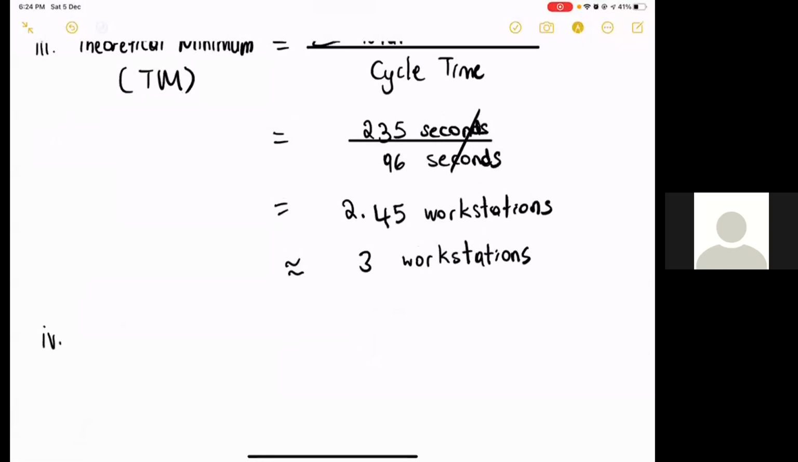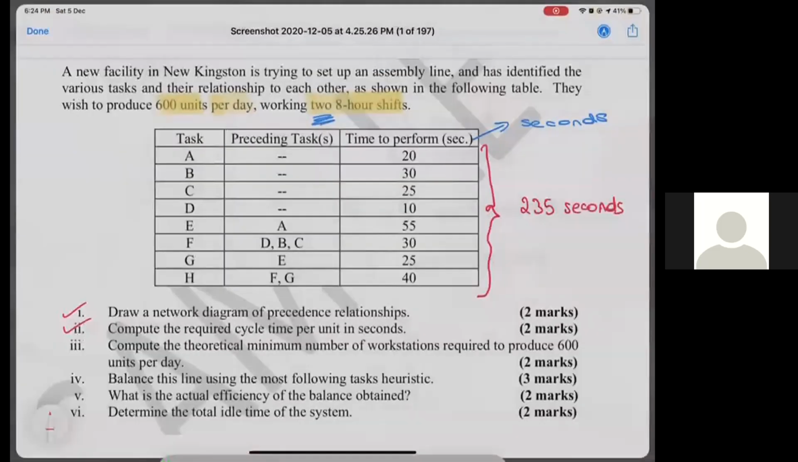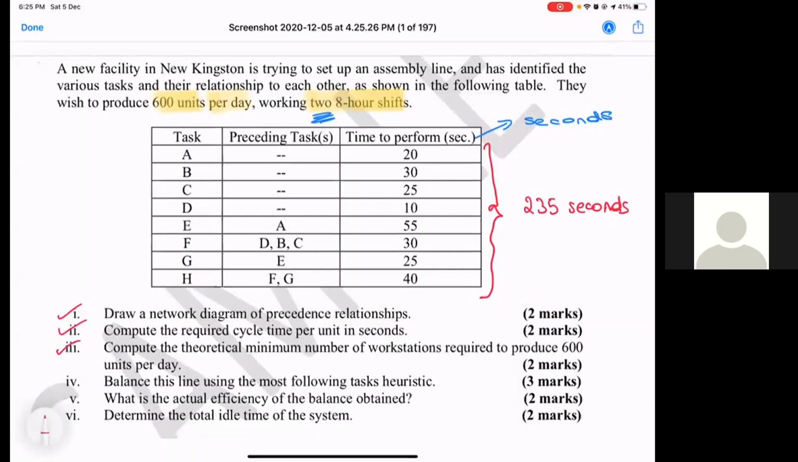Okay, so part four. Part four asks us to balance this line using the most following task heuristic. So the most following task heuristic, or the one with the largest number, basically tells us that the workstations should be assigned based off of the number of tasks that follow each task. If you didn't really understand the English to that, then let's just do it right here.